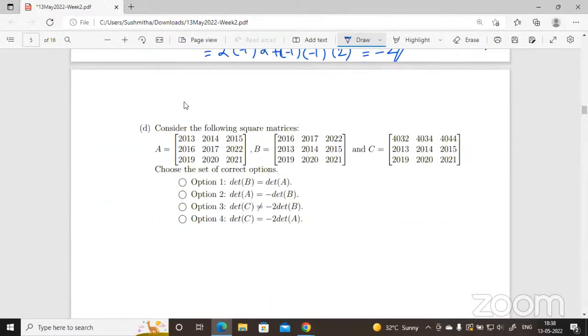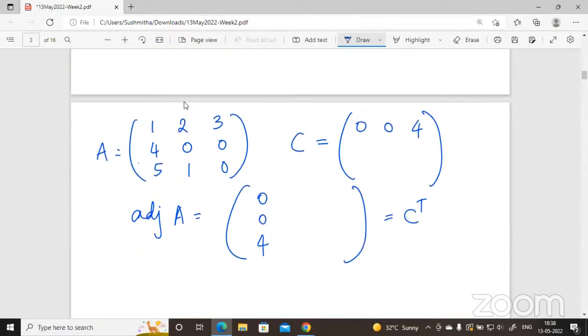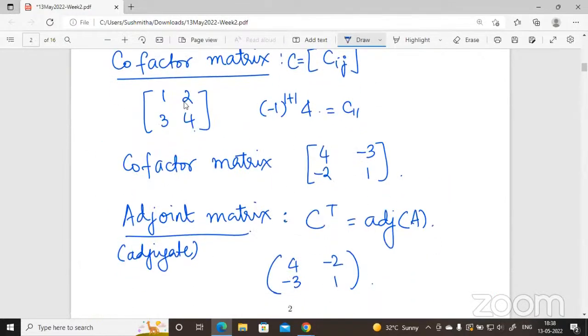Is this the only way we can find the adjoint of any matrix? Ma'am, I asked this because you just wrote that the adjoint matrix will be adjoint of A. However, A was 1, 2, 3, 4, and the cofactor matrix was 4, -3, -2, 1, a 2 cross 2 matrix. That's why the confusion. Yeah, you find the cofactor matrix and then take the transpose of the cofactor matrix, right? Yes, ma'am. Got it.